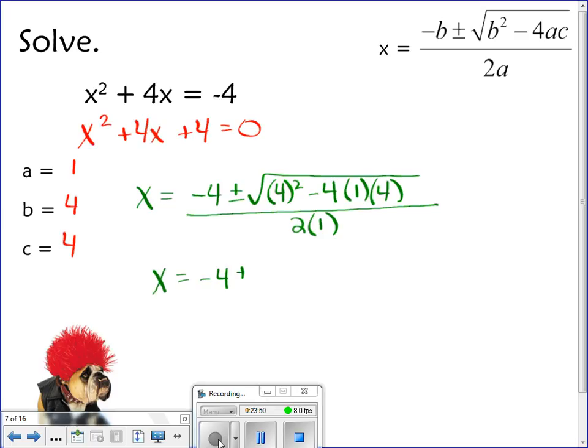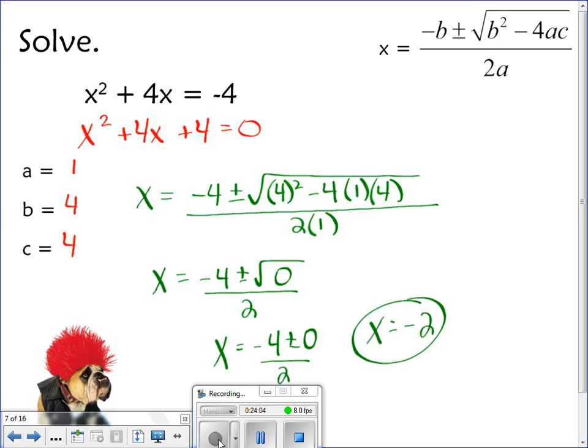So negative 4 plus or minus square root of 0 over 2. What's the square root of 0? So x equals negative 4 plus or minus 0 over 2. Do some mental math. Like if we get x equals negative 4 and the radical 0, we can just go right to the answer.